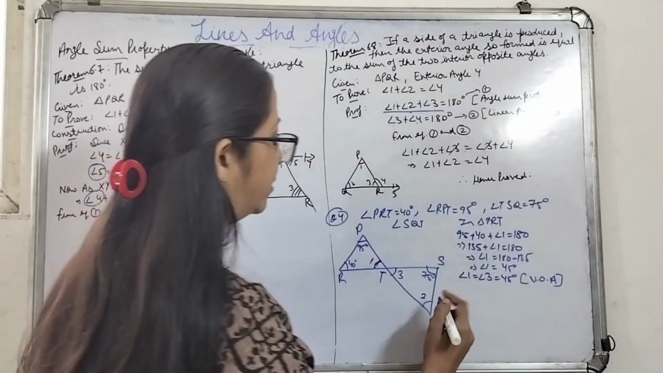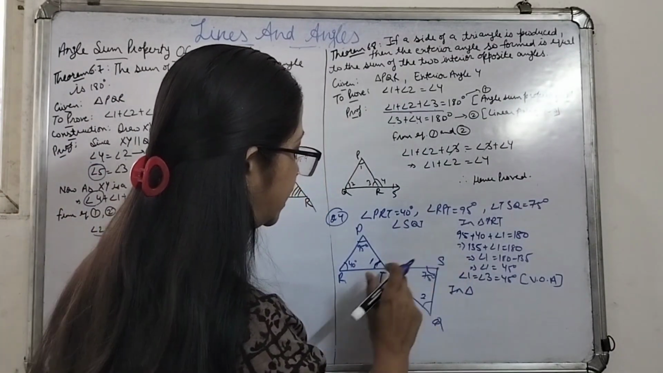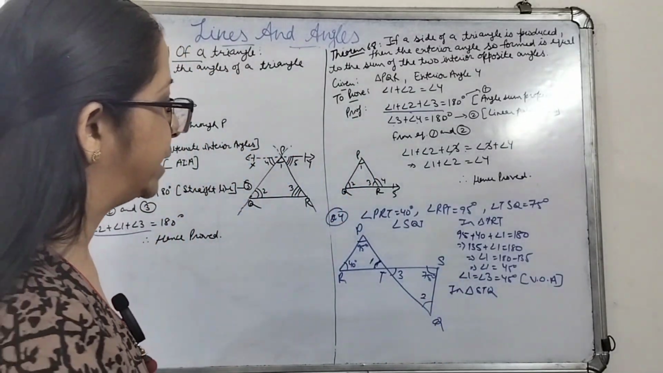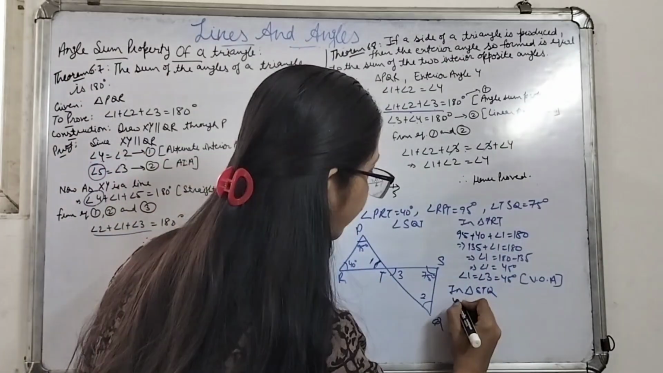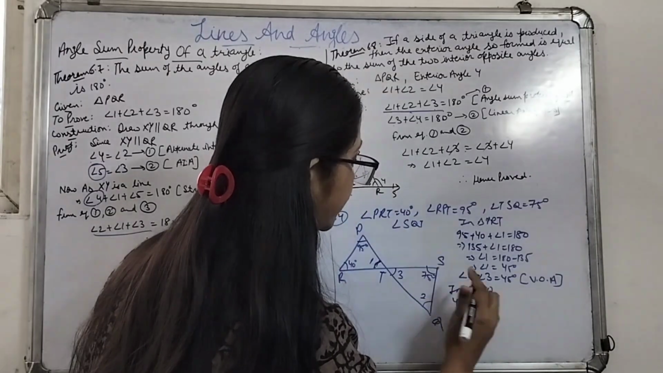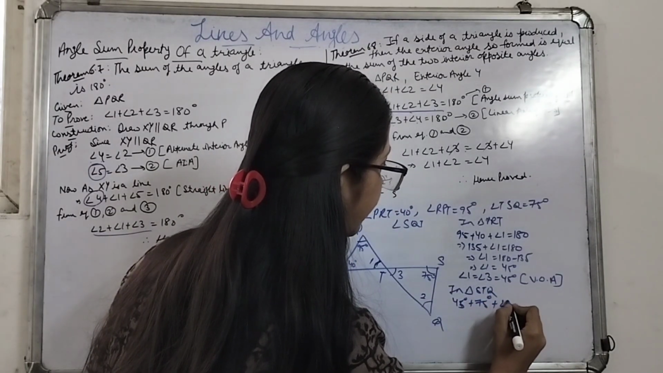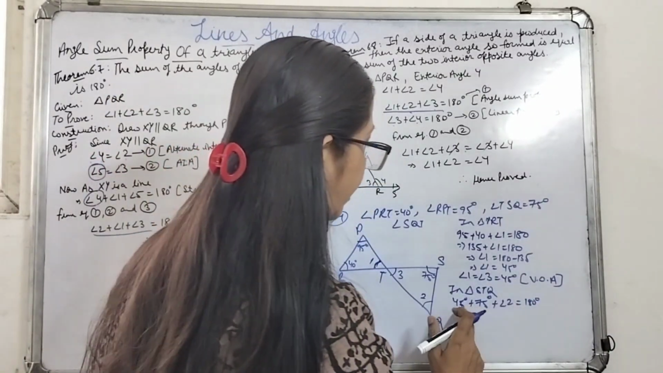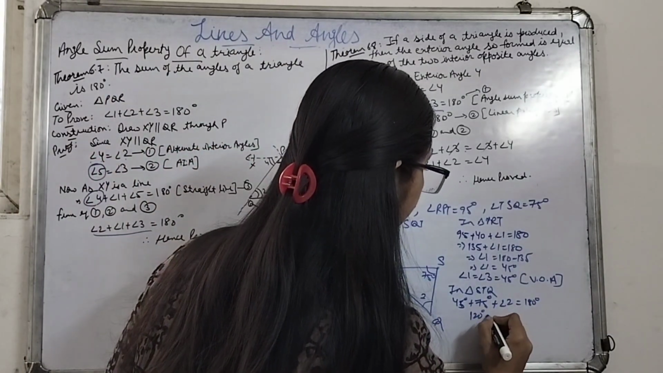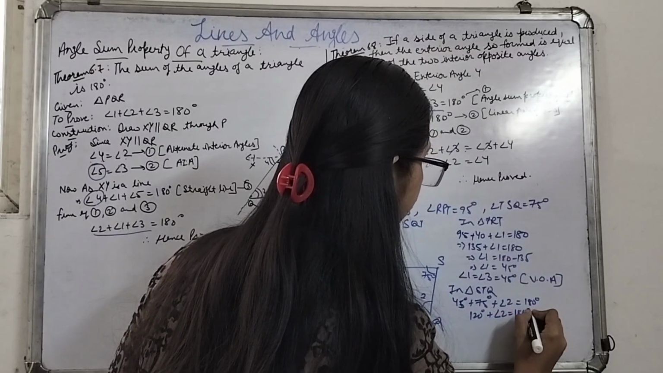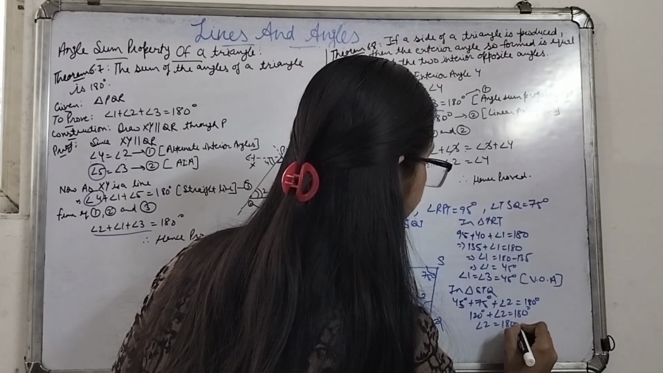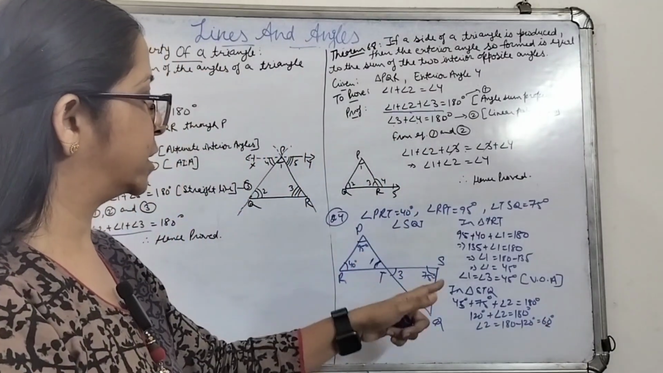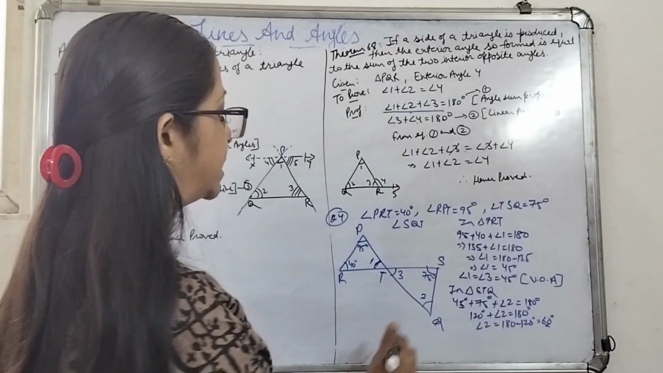Now consider triangle STQ. Again, the sum of all the angles of a triangle is 180 degrees. Angle 3, which we said is 45 degrees, plus 75 degrees, plus angle 2, which we have to find, sums to 180 degrees. So 120 plus angle 2 is 180 degrees, so angle 2 is 180 minus 120, which is 60 degrees. The value of angle SQT, that is angle 2, is 60 degrees.